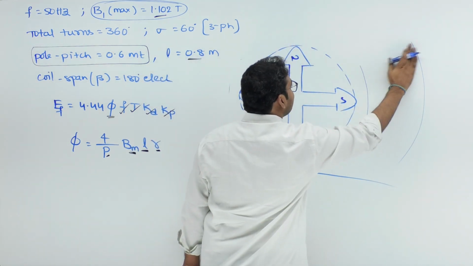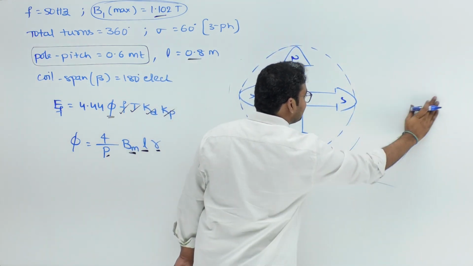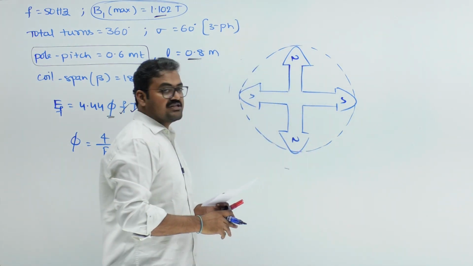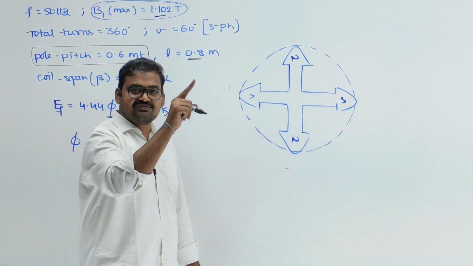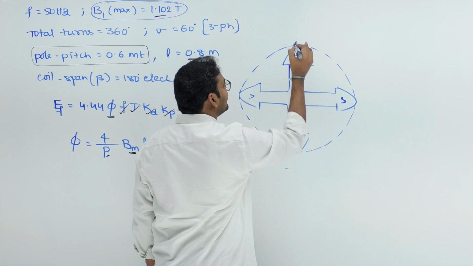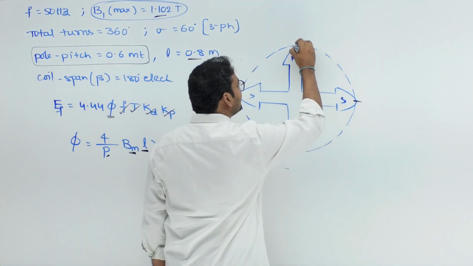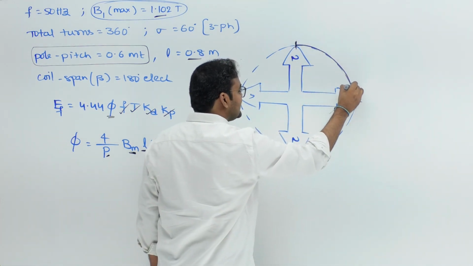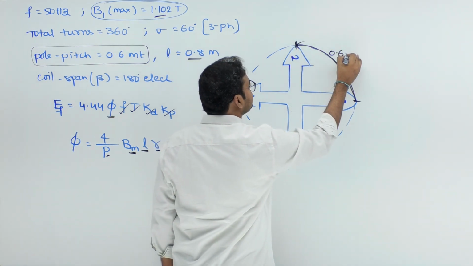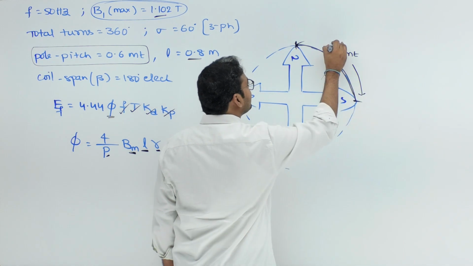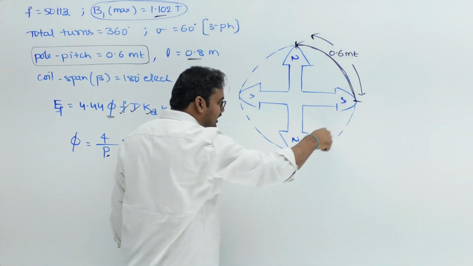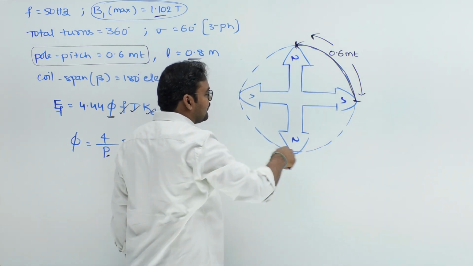Now, it is clearly mentioned pole pitch length is given. What is meant by pole pitch? Can I say pole pitch is nothing but the length from north pole to south pole, to the adjacent north pole? This is north pole position, this is south pole position. Can I say this length is equal to 0.6 meters? That is nothing but pole pitch. Now, this is like a rotor magnetic circuit, right? Salient pole rotor magnetic circuit.